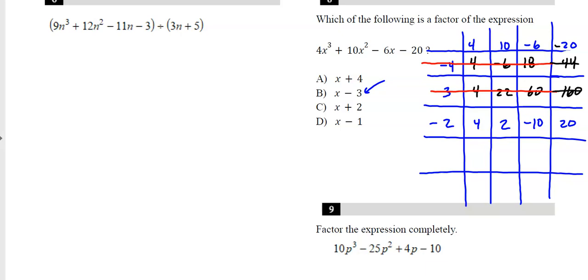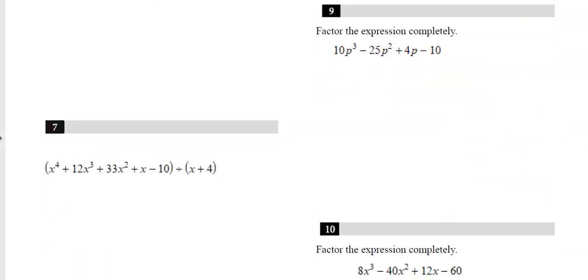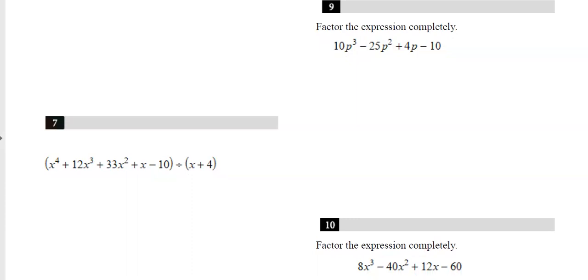This one will come out to be 0, because negative 2 times negative 10 is 20, and 20 added to negative 20 is 0. When that happens, this is the winner. So the correct answer there is C. You also could have gone to the graph and looked for zeros, and you would see it crosses the x-axis at x equals negative 2. That was probably faster. Number 9, factor the expression completely.